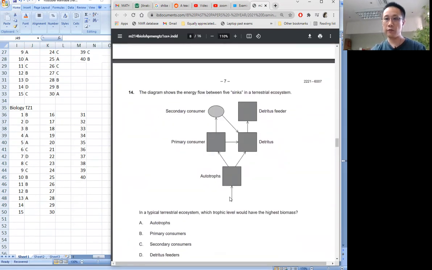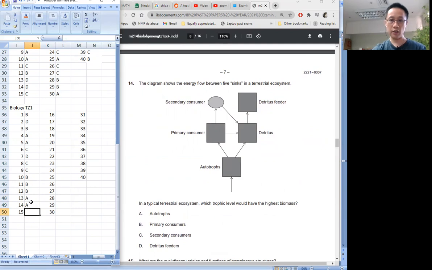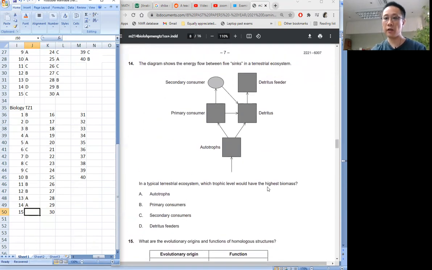14, the diagram shows energy flow between five sinks of a terrestrial ecosystem. In a typical terrestrial ecosystem, which trophic level would have the highest biomass? It should always be the autotrophs. Because the higher up you go in the trophic levels, or up the food chain, or up the food pyramid, the smaller the amount of biomass remaining, because most of the biomass would have been lost back to the surroundings as carbon dioxide through respiration.